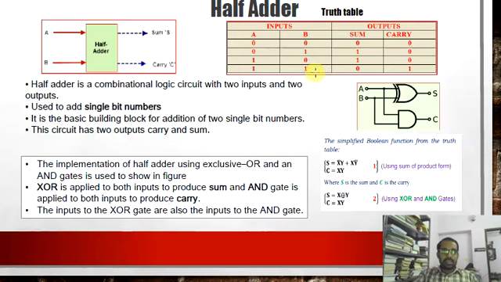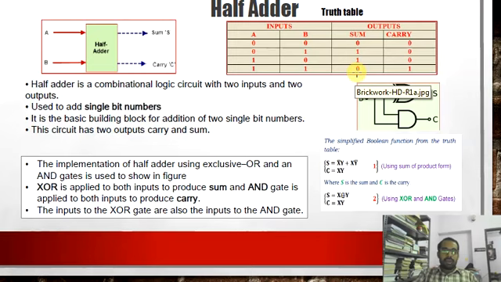So these are the four combinations. Here you see that the sum will be 0 1 1 0. When you are adding 0 and 0, it is 0; when you are adding 0 and 1, it is 1; when you are adding 1 and 0, it is 1; but when you are adding 1 and 1, the sum is 0. So you want to see how you can logically create these particular combinations.